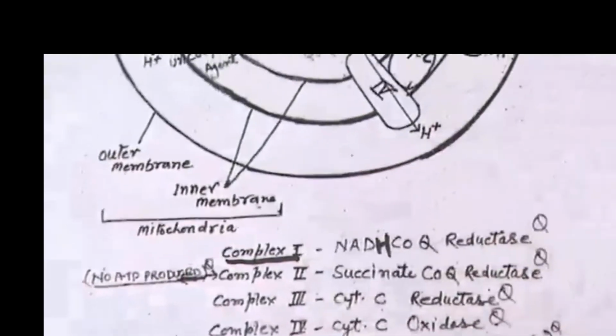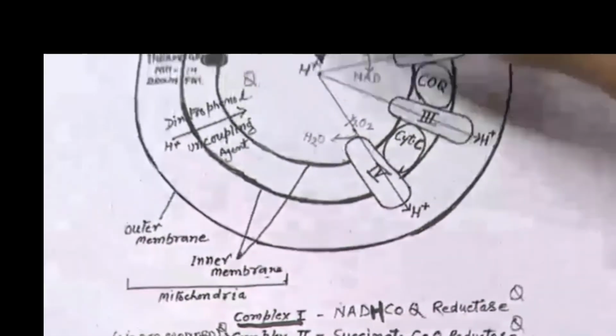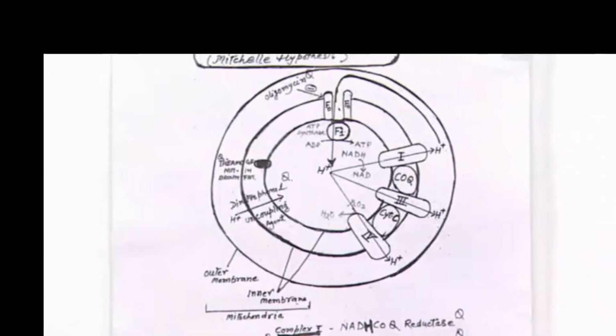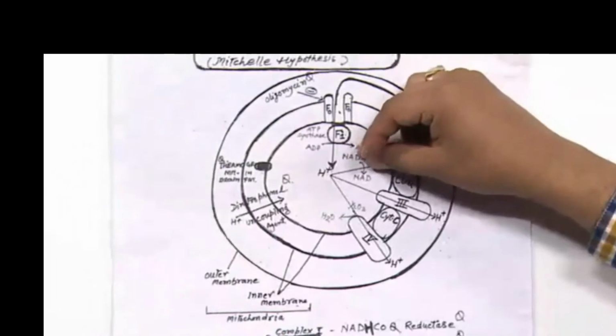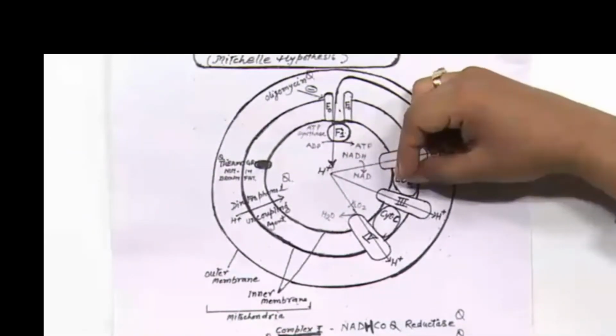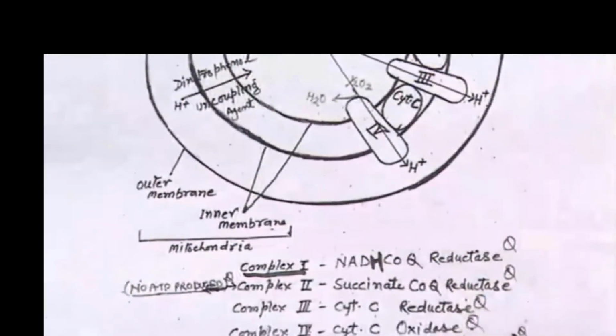Questions are asked on the names of complexes. Yes, I told you that NADH is going to produce 2.5 ATP. What is the mechanism? We found that complex 1 takes hydrogen from NADH and gives it to coenzyme Q. Coenzyme Q is reduced. That is why complex 1 is called NADH coenzyme Q reductase.